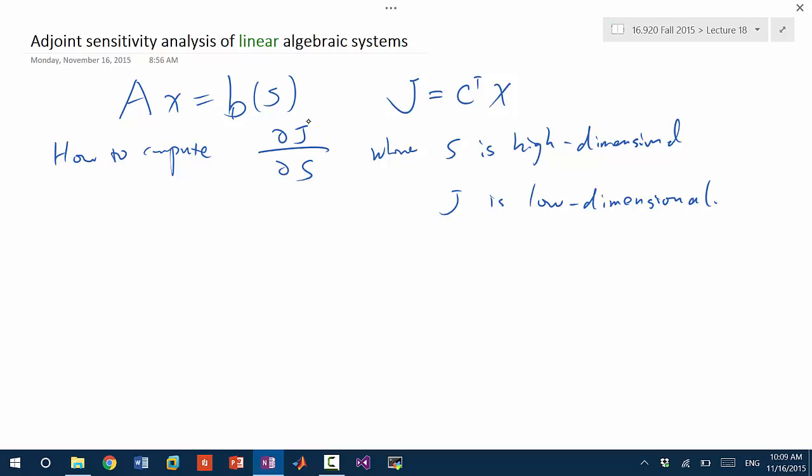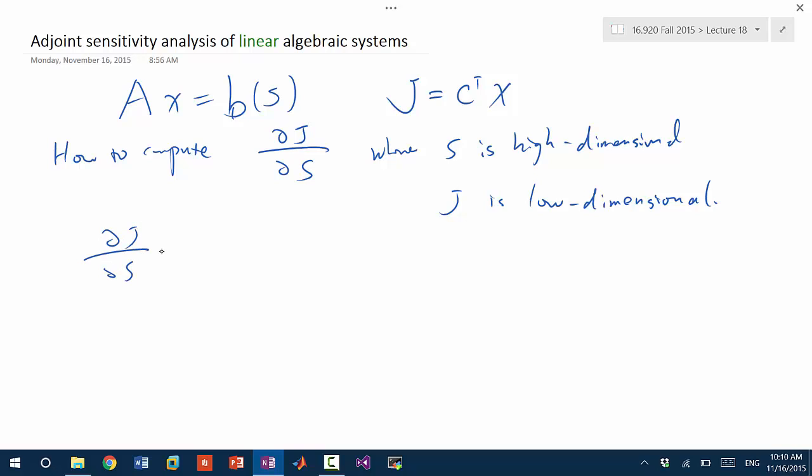Find something like partial x, partial j. Can you find something like partial x, partial j? So j depends on x, but x does not depend on j. Can we do the chain rule? Let's say dj ds is equal to dj dx times dx ds. Good point. What if we do the chain rule?